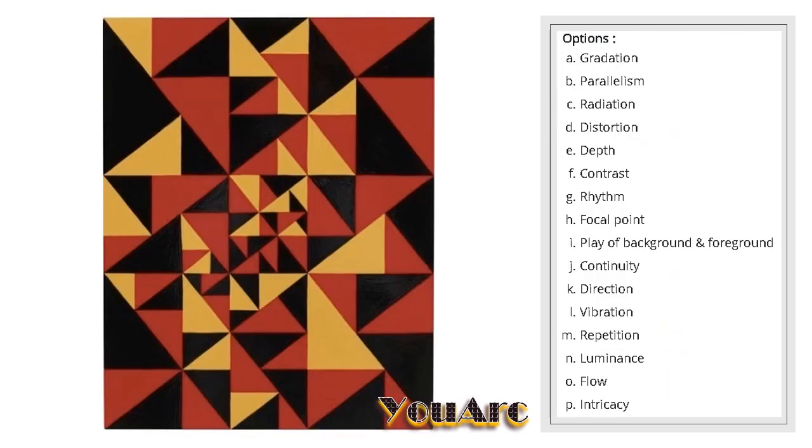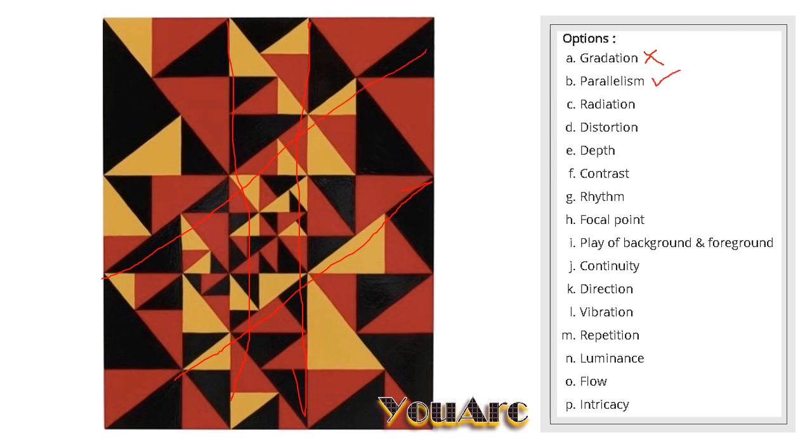Let's try a few more examples here. Can we move to the options directly? Gradation, no, we don't have any gradation. Parallelism, I feel some parallel lines are going here. So I feel something like here, here. So I feel parallelism is there.